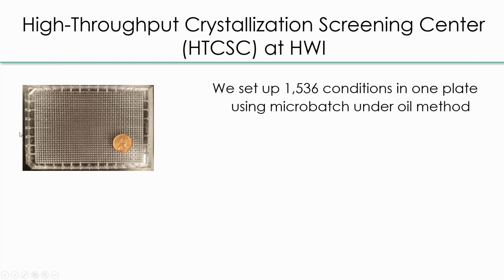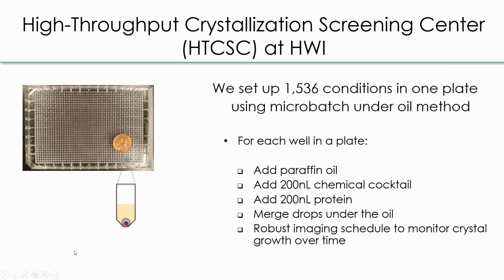We actually set up in one tray, instead of 96 conditions, 1,536 conditions. We use a microbatch under oil method, and this is just an example of one of the trays that we set up. For microbatch under oil, we add oil to each well, and then 200 nanoliters of the chemical cocktail, 200 nanoliters of your protein, and then we spin those down to merge the drops under oil and have a robust imaging schedule over time to monitor the crystal growth. And this is obviously a little cartoon of what that looks like.